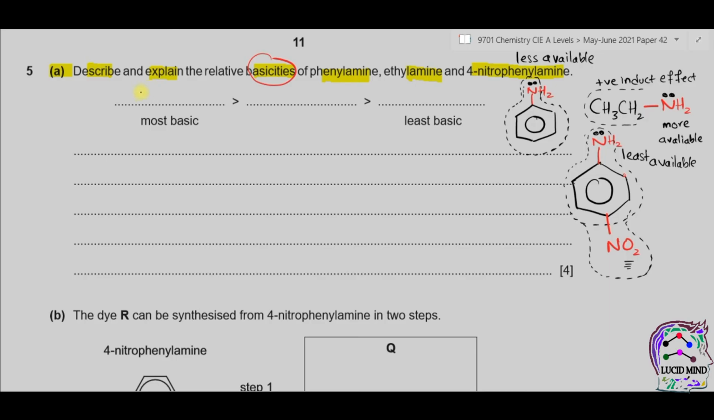So most basic is ethylamine, least basic is 4-nitrophenylamine, and in the middle we have phenylamine. Now as it is of 4 marks, we can use 4 points.